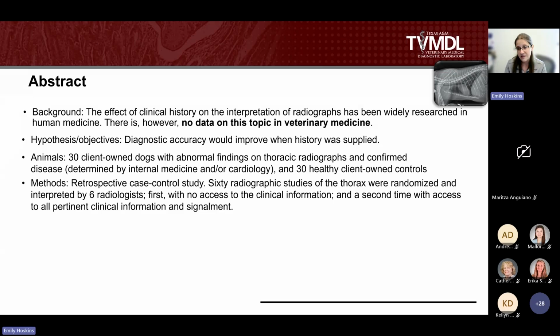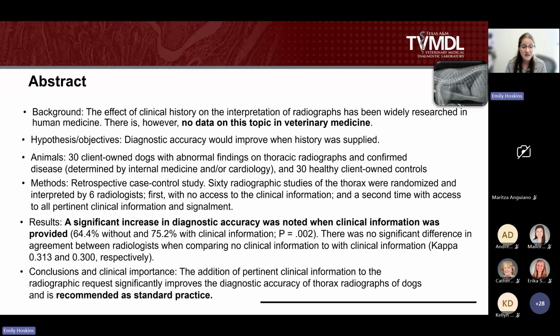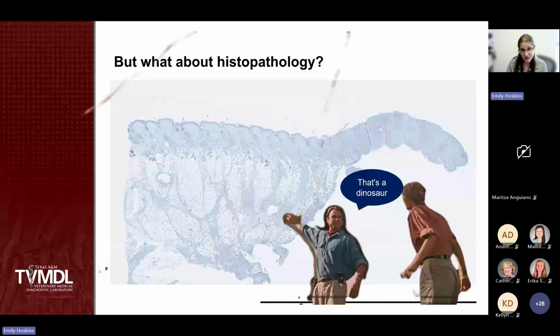There were 60 radiographic studies of the thorax that were randomized and interpreted by 6 radiologists, first with no access to clinical information and a second time with access to all pertinent clinical information and signalment. And the results were a significant increase in diagnostic accuracy was noted when clinical information was provided, 64.4% without and 75.2% with. So their conclusion was that the addition of pertinent clinical information to the radiographic request significantly improves diagnostic accuracy of thorax radiographs, and they recommend it as a standard practice. So that's what veterinary medicine had to say.